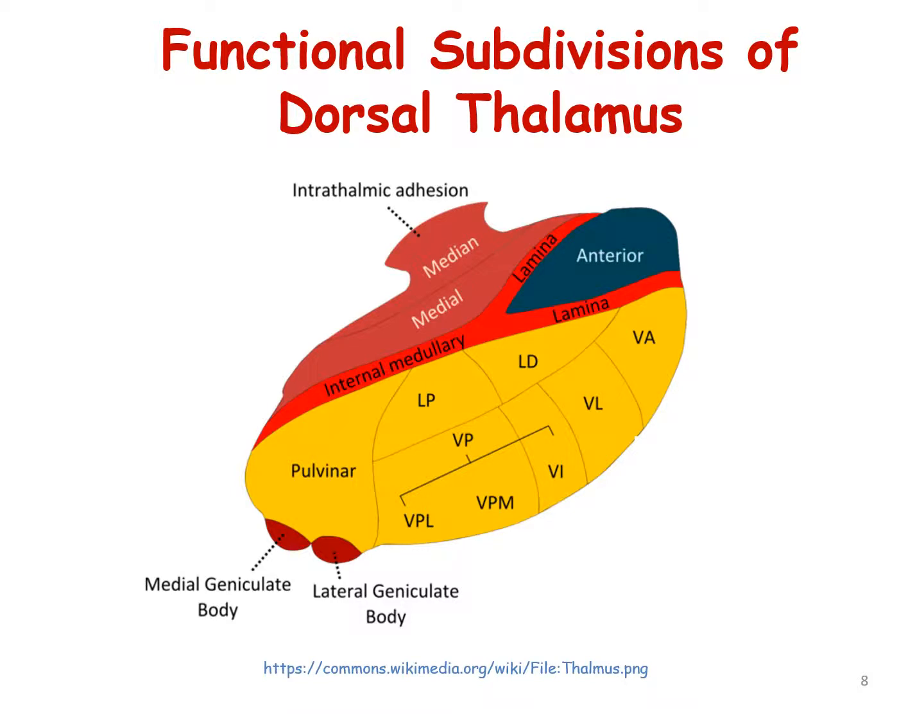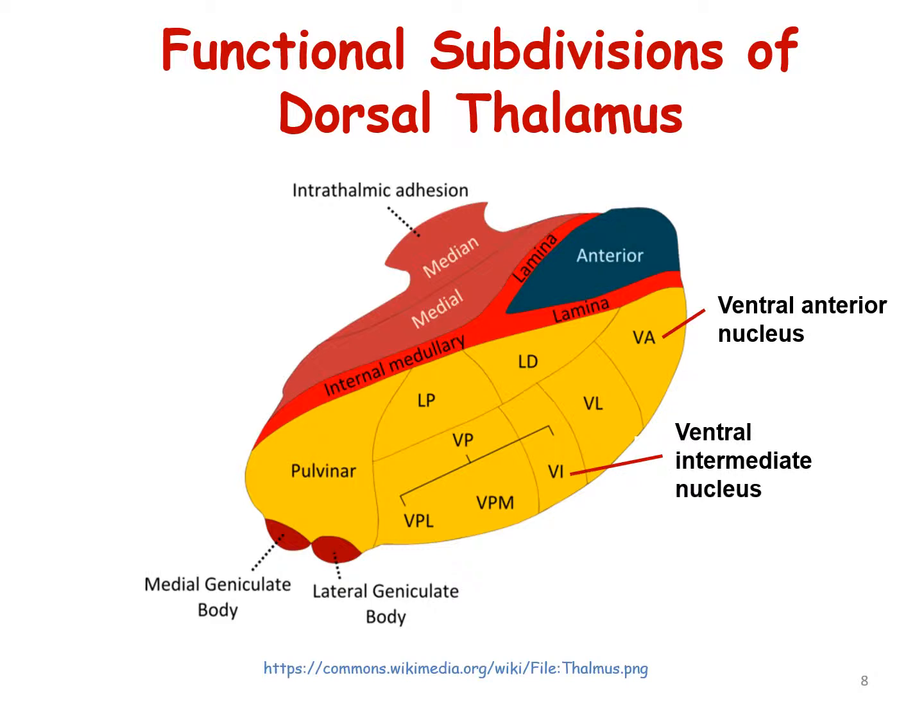Functional subdivisions of dorsal thalamus. Special relay nuclei. It is made up of the ventral anterior nucleus and the ventral intermediate nucleus. They receive information from the dentate nucleus, globus pallidus, and substantia nigra and relay that to the motor cortex.